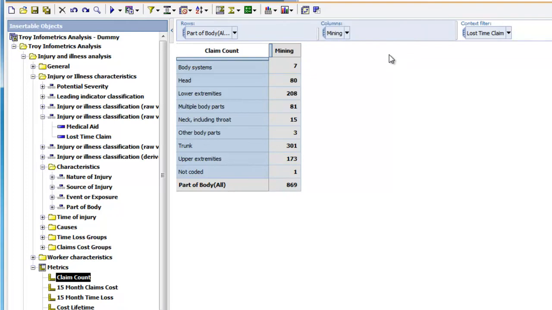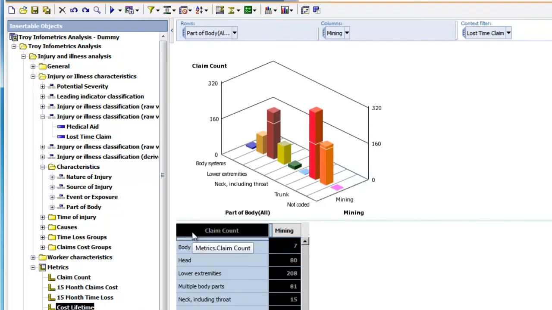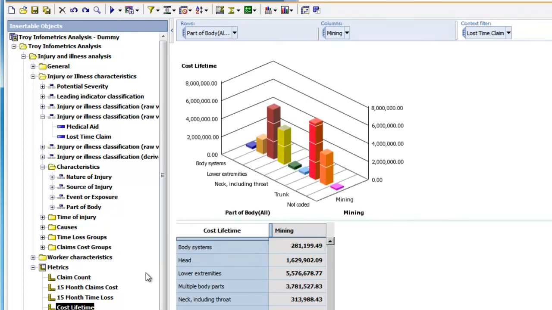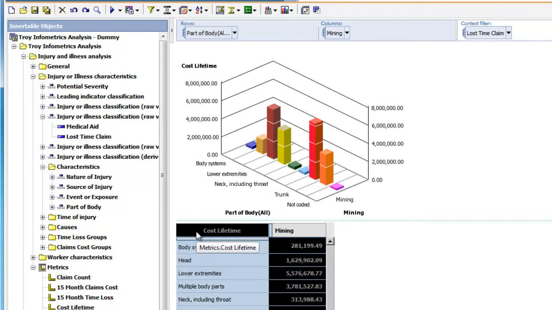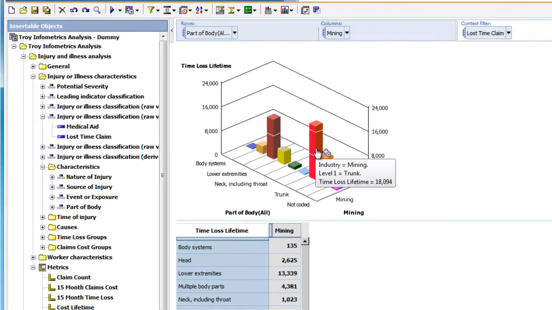We can see that injuries to the trunk are an issue. The trunk is the most frequently injured body region, accounting for 301 injuries in the period examined. Now, let's examine the trends in terms of cost and time loss as well, to ensure that trunk injuries are also important based on these metrics. In terms of cost, trunk injuries accounted for over $6.2 million in claims cost in the period examined. By time loss, trunk injuries account for over 18,000 days lost in the period examined.